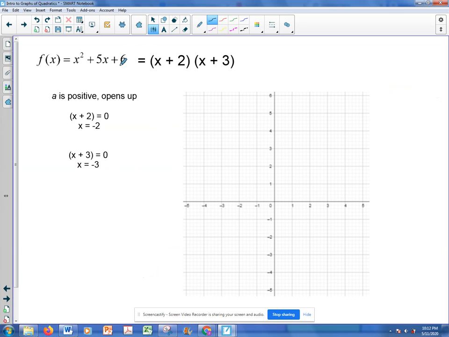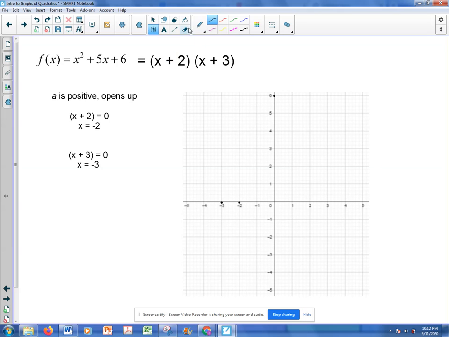Now we can take that to help us find the points on the curve. We could just plug in numbers and plot them, but I like to be a little bit more systematic than that. So there's my constant, 6, so I know it hits the y-axis at 6. When are my factors equal to 0? Well, this one's going to be equal to 0 at -2. So I'm going to have a root there. And this one's equal to 0 at -3.